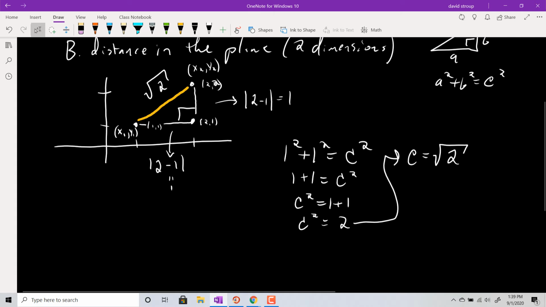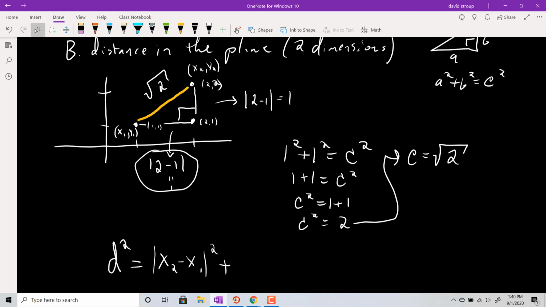We're using the Pythagorean theorem to figure out, let's call the hypotenuse d instead of c. So d squared will equal the difference between the x coordinates, which is what this thing was from above. So x2 minus x1, and since it's a distance, it's an absolute value thing, and then square it.